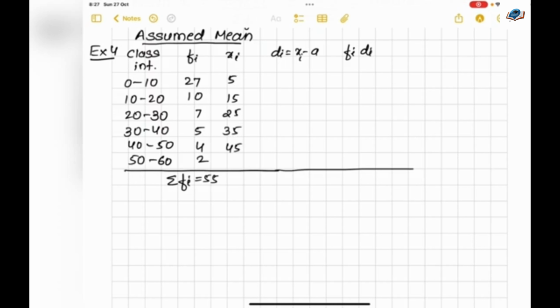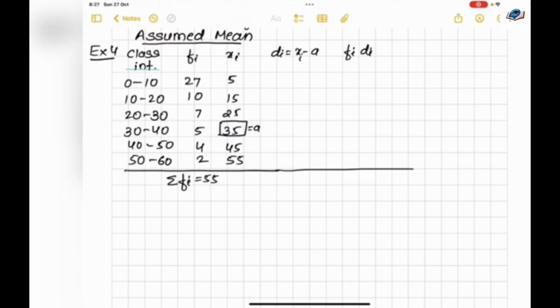Now here, if you see the next step, one column is added, that is d. So here let me take this as the assumed mean. For the assumed mean, if I count, 3 and 3, there are 6 numbers. So the central value I can take. Either I can take the third value or I can take the fourth value. It doesn't matter if I take the fourth or third, the answer will be the same.